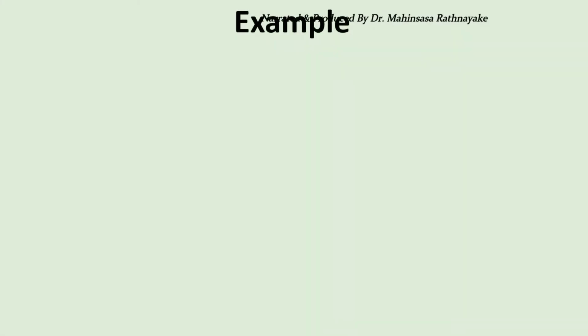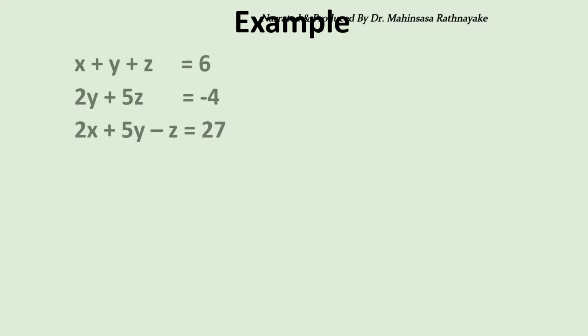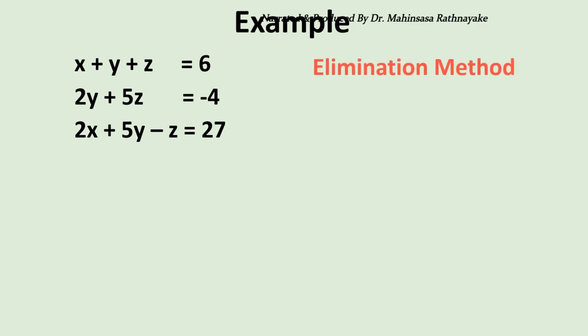For example, let's take a set of linear algebraic equations. x plus y plus z is equal to 6. 2y plus 5z is equal to minus 4. 2x plus 5y minus z is equal to 27. Actually, these are three simultaneous linear algebraic equations. We know that we can use the elimination method to solve these equations as we have three unknowns and three equations. But the elimination method is harder when we have more than three unknown variables.